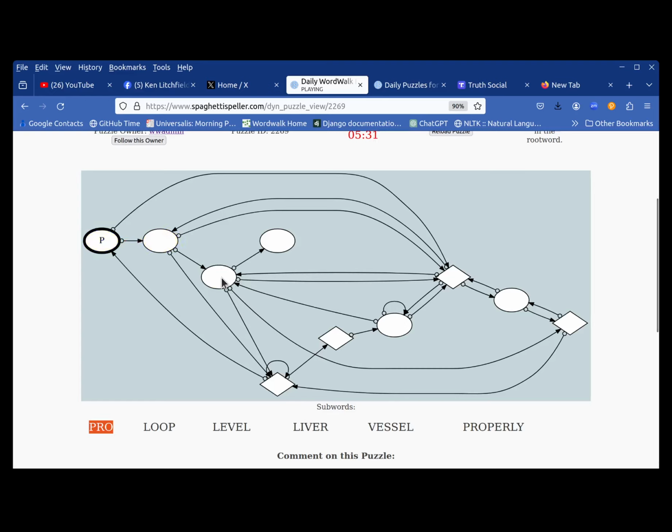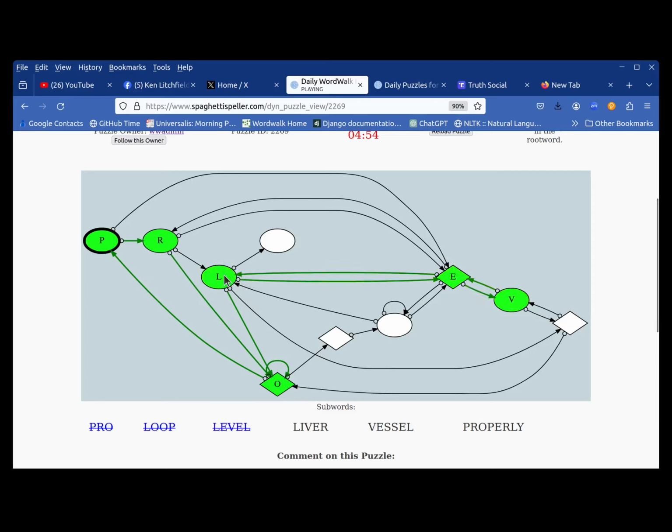Oh, I'm sorry, I did the wrong one. I wasn't paying attention. P-R-O. There we go. That means that this has to be the L. Get the double O and the P for loop. Now if this is the E and this is the S, then this consonant must be the V. So we can probably get vessel very easily, or level. Let's try level, which is the next one. L, E, V, E, L.